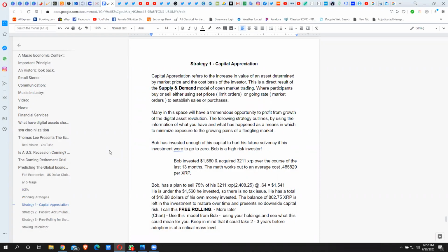Using this model from Bob, use your own holdings and see what this could mean for you. Keep in mind that it could take 2 to 3 years before adoption is at a critical mass level. It's a very, very important factor to keep in mind. Forecasting the future is very difficult.